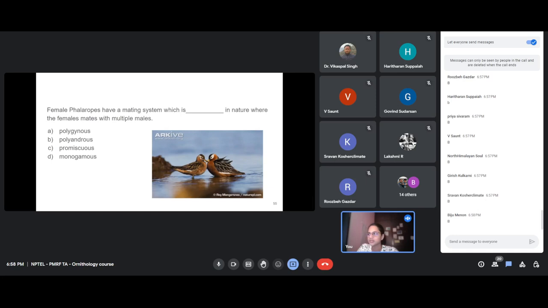So that is why it is a system known as polyandry, which is not at all common in birds. And I think the lecture had another example. I forgot what it was. The sandpiper. Spotted sandpiper. Yeah, the spotted sandpiper is another example where it is the.